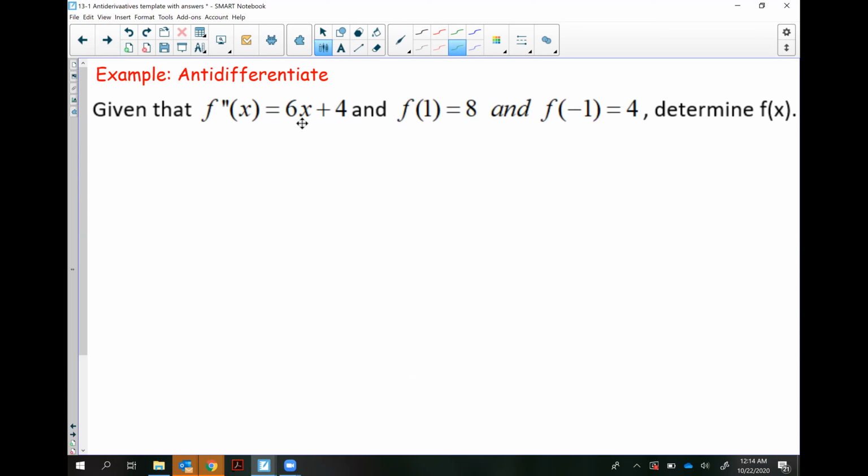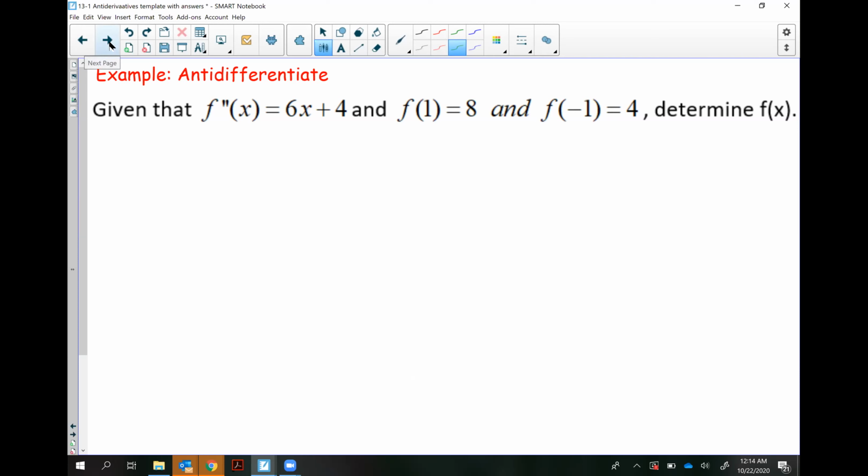If you have the second derivative, which is equal to 6x plus 4, f of 1 is 8 and f of negative 1 is 4, determine f of x. So the main difference here is that they didn't give you f prime of 1. They said f of something and then f of something. That's a little bit different than the last example.